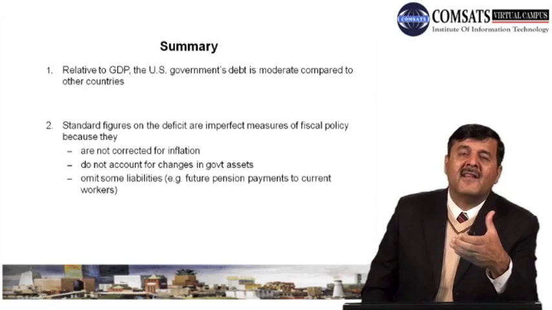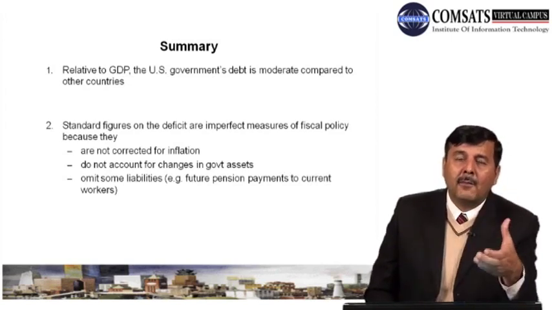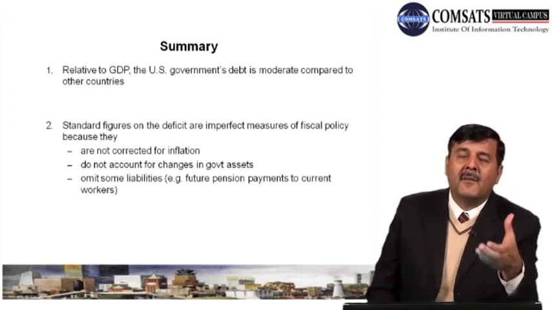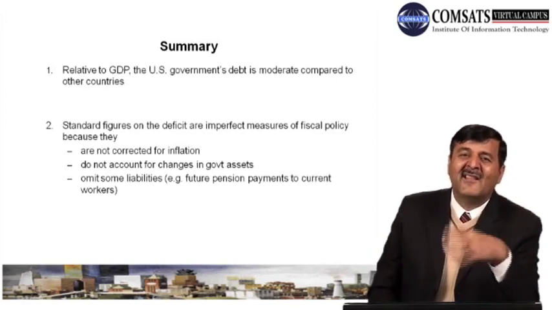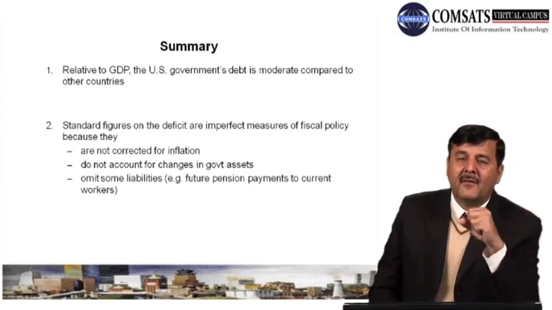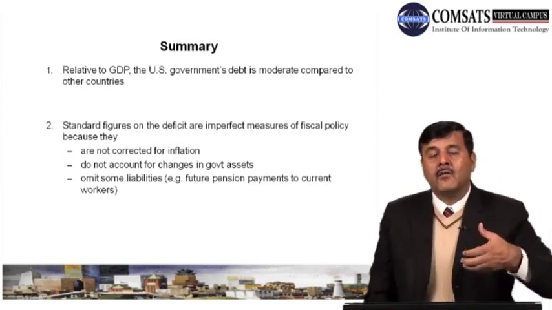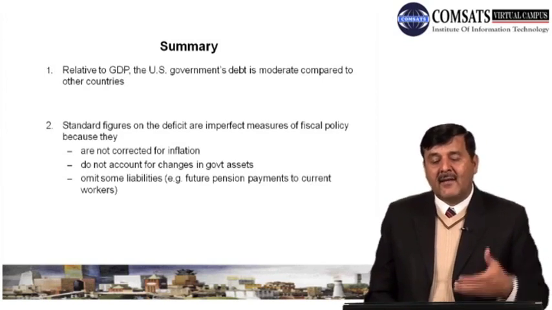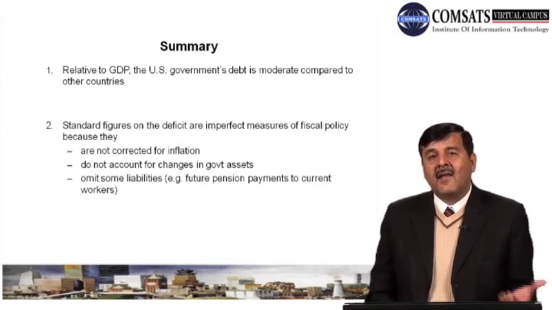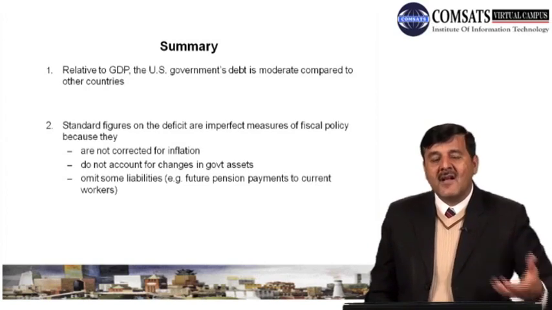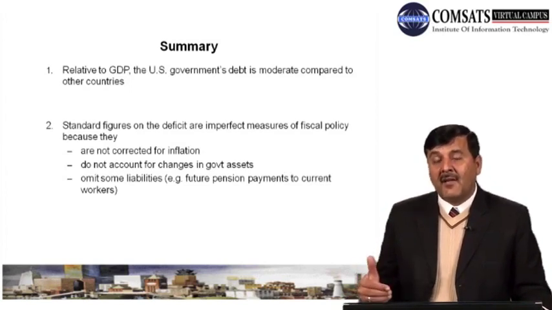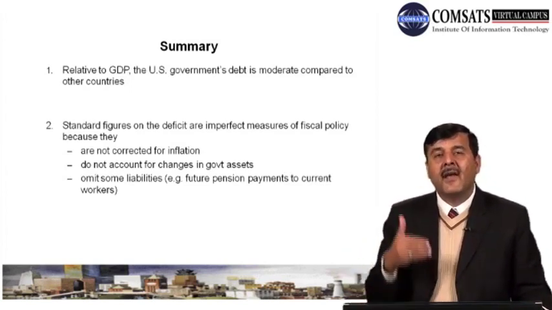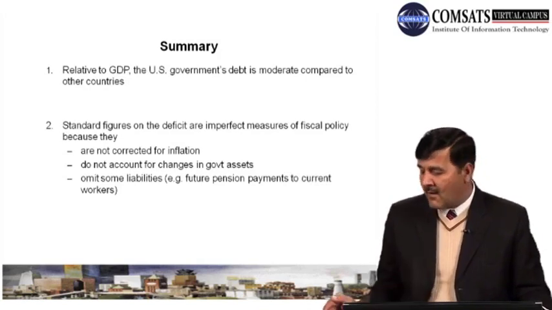So we discussed problems. There are certain problems which are very important for the measurement of deficit. What are they? The deficit you calculate is not adjusted for inflation, not corrected for inflation. The second problem we discussed: it does not account for capital assets and the change in government assets. Third, we have omitted some liabilities, like future pension payments to current workers. That is one of the liabilities that needs to be included while calculating deficits for the economy.